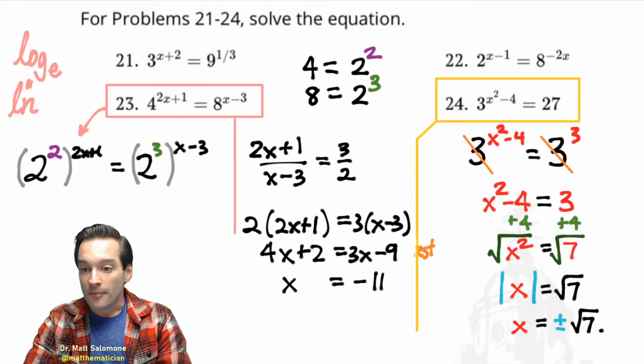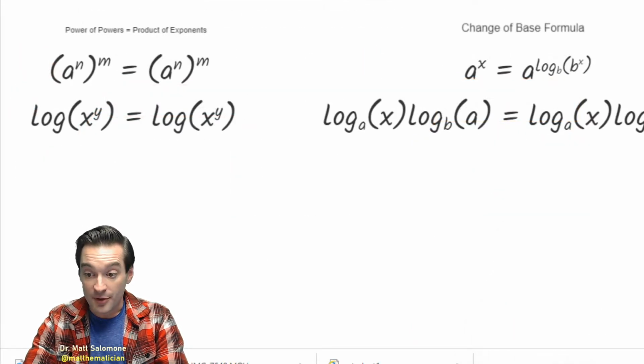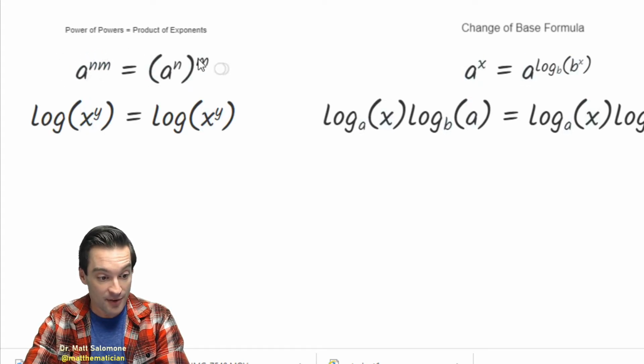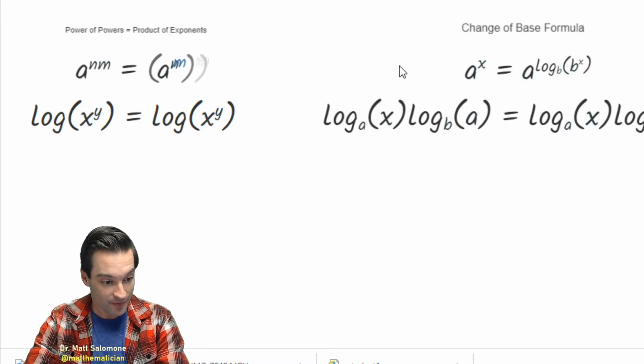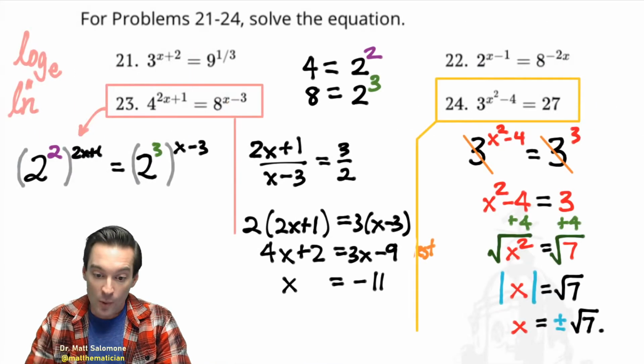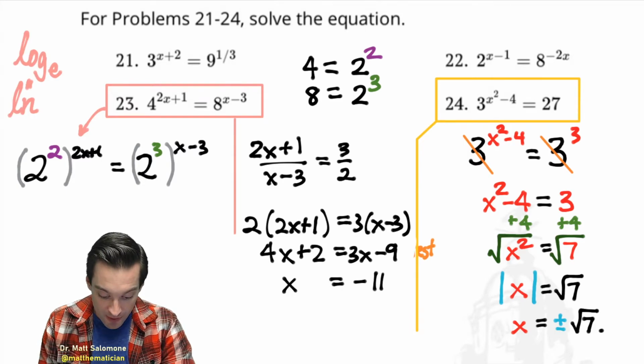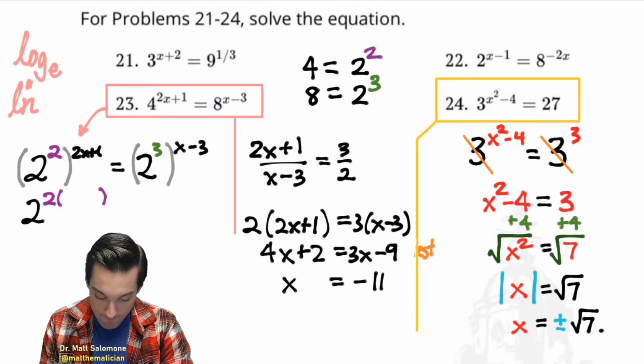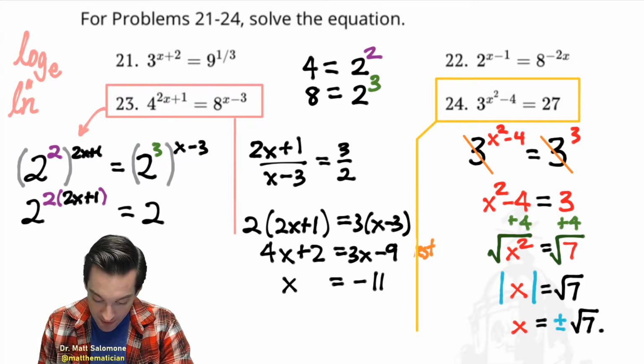So once we use it that way, all we have to do is multiply those exponents on both sides, right? And once I've multiplied exponents on both sides, what I end up with in this example is 2 to the power 2 times (2x + 1). And on the right-hand side, 2 to the power 3 times the quantity x - 3.